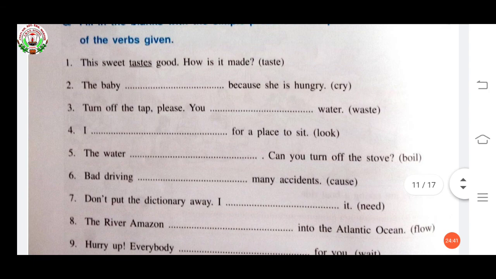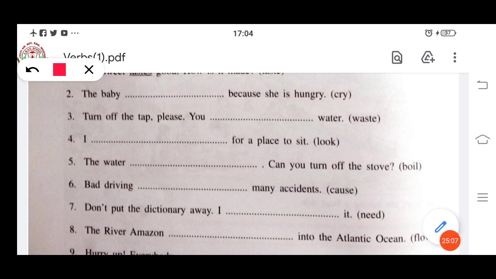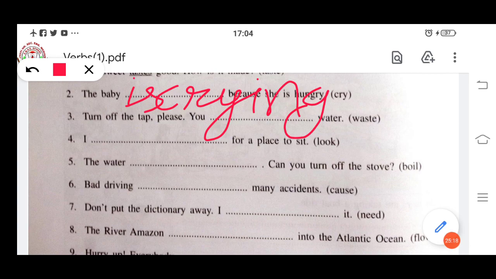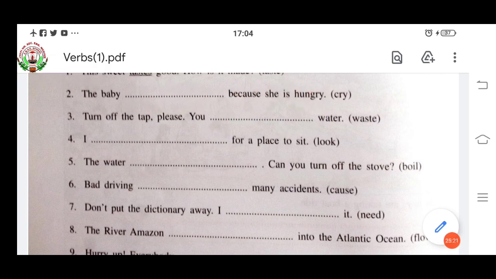Now see, the sweets taste good. How is it made? So taste, es is there, so it is simple present. Now see the second one. The baby dash because she is hungry. The baby is. Cry is given, so it becomes crying. The baby is crying because she is hungry.